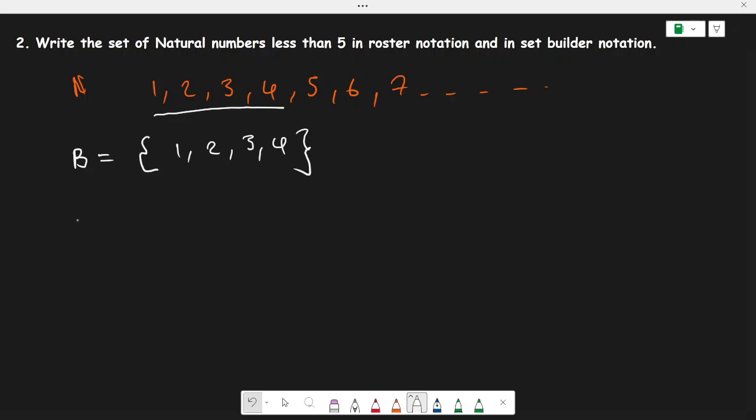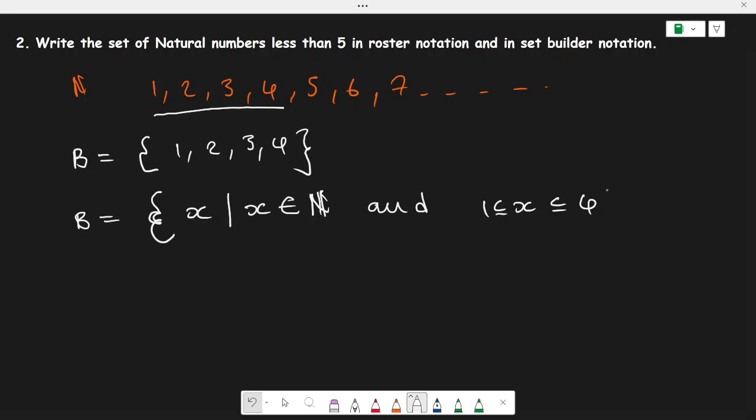In set builder notation, we're going to say B is equal to X such that X is a natural number, represented by N, and X is greater than or equal to 1, but X is less than or equal to 4. Again, here instead of using this, we can say X is greater than or equal to 1, but is less than 5. It's the same thing. Right.